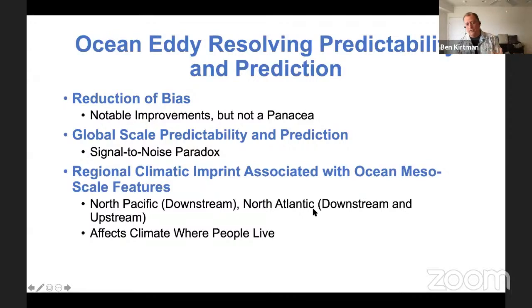That's where you really see the big improvements. And the first thing I want to talk a little bit about is the global scale predictability and prediction, just looking at this at the largest scales.